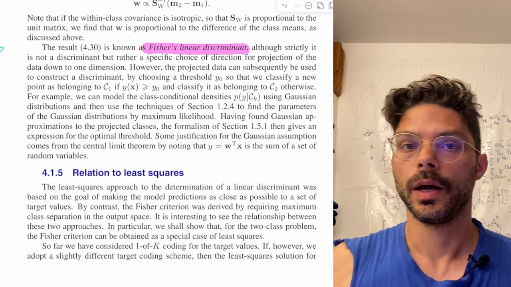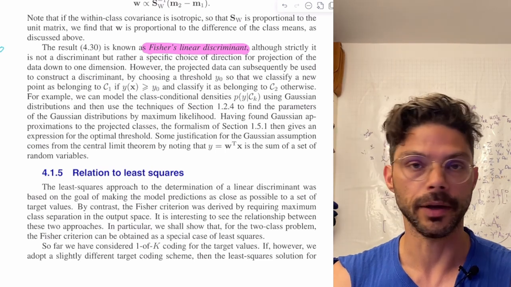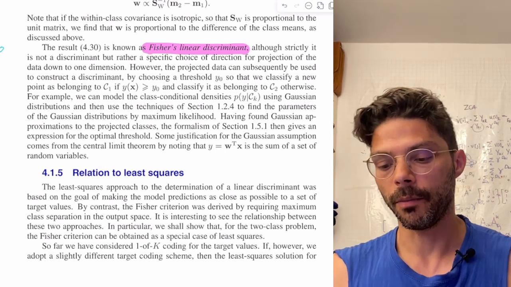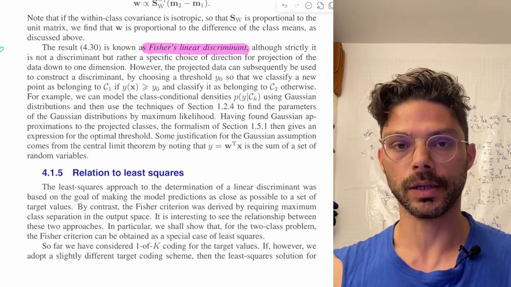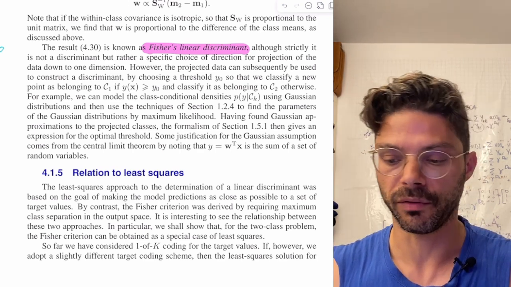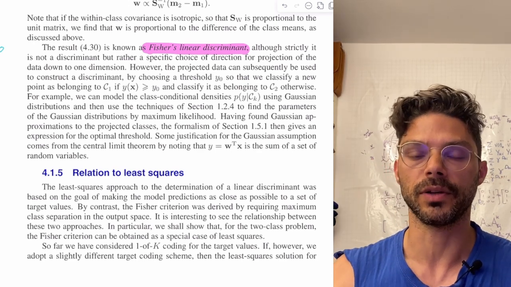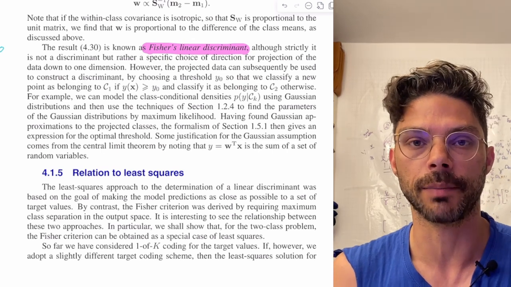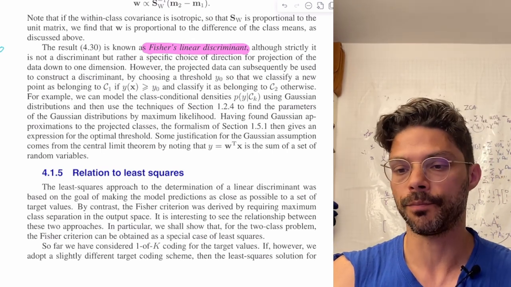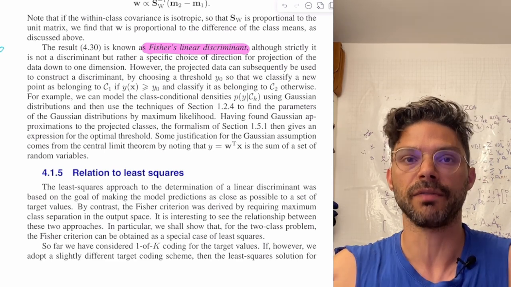Hi folks, we are back, section 4.1.5, talking about the relation between Fisher's linear discriminant and least squares. In previous sections we've covered treating our classification problem as regression, and then using our least squares tools to find the discriminant projection basically. We saw that that works, but it can be a bit problematic. And then we looked at Fisher's approach, which was a dimensionality reduction approach, saying let's try to find a projection that keeps the two classes tight within themselves and far apart.